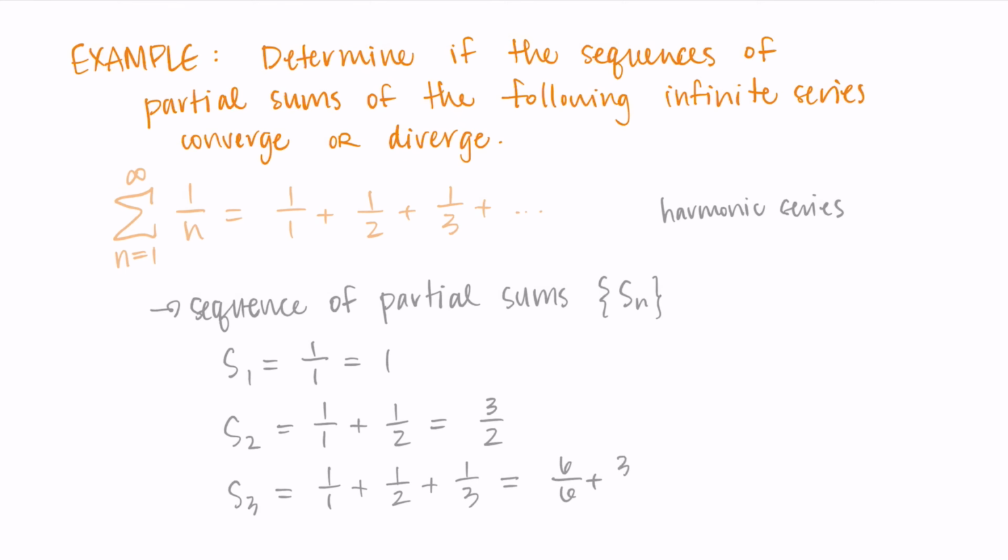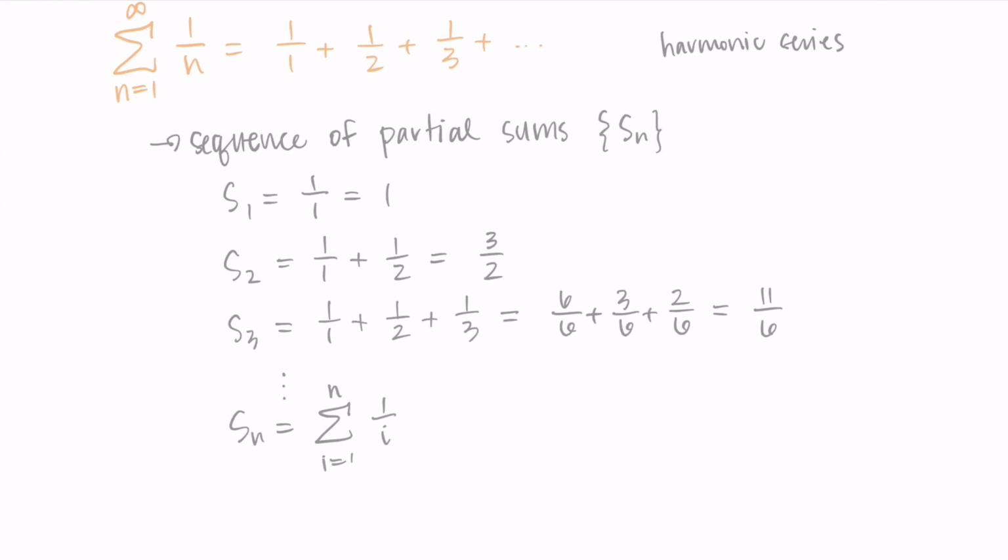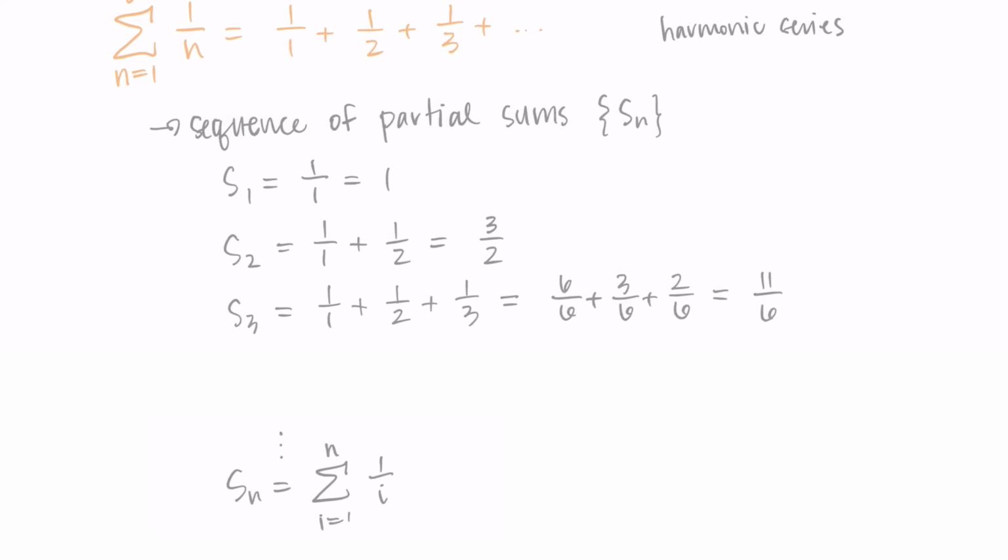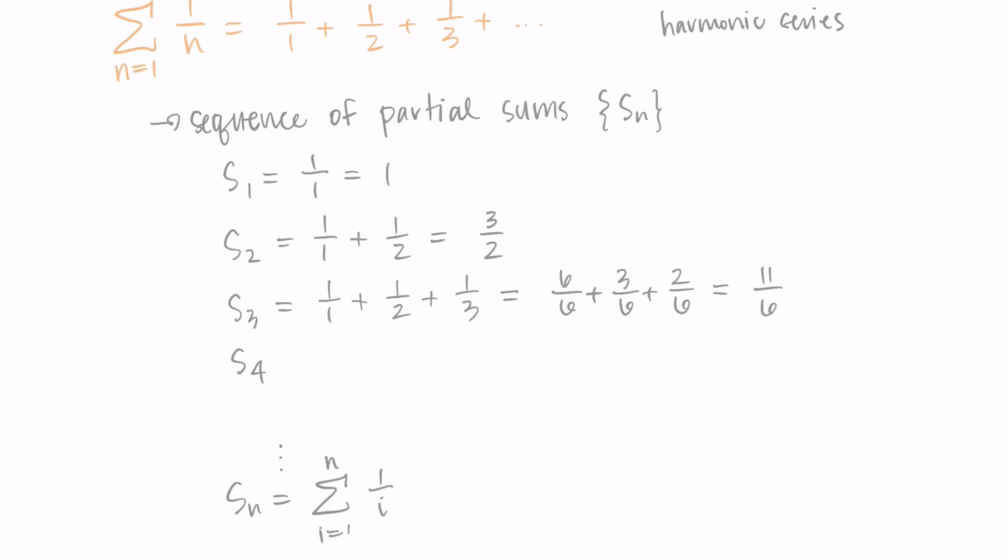So using some common denominators on fractions here, I'm getting 11 over 6. Then I'll just go ahead and compute these next two separately, just so you can see what it looks like. We have s sub 4, the fourth partial sum, is going to be 25 over 12. And then the fifth partial sum is going to be 137 over 60. And then the nth partial sum is just going to be the sum from i equals 1 to n of 1 over i. That's not super useful to us, I'm just writing it so we can get used to what it looks like.